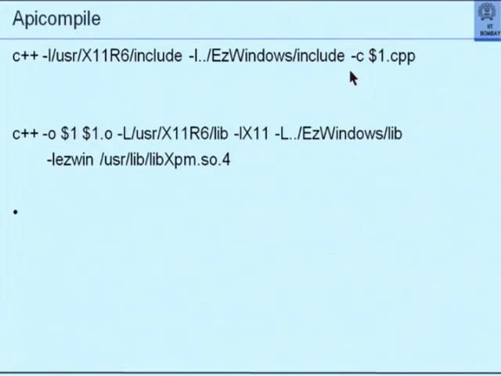-c means you just compile, don't create a final assembled and linked program. So -c $1.cpp will create $1.o, the object file. Now it says C++ -o: create an output file called $1 using $1.o and then link it with the X11 library, -lX11, -lezwindows, and so on. All these additional libraries get created when you install the package.